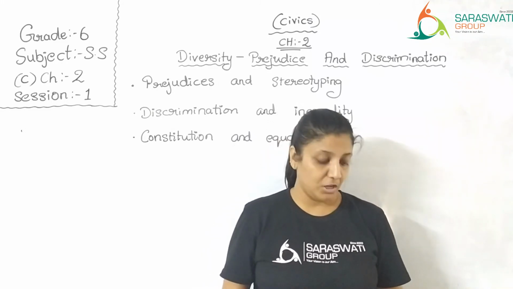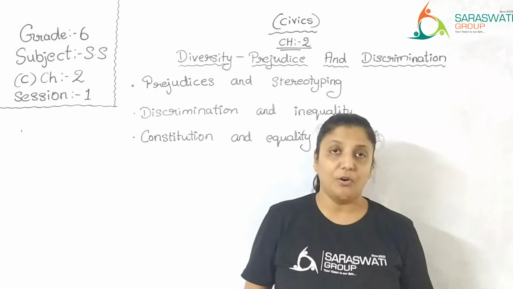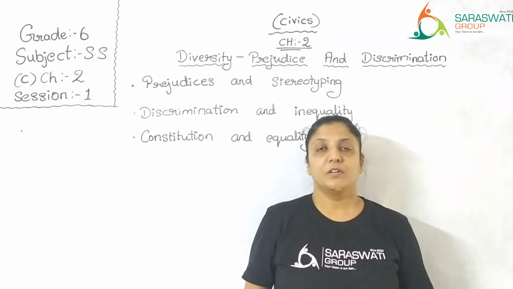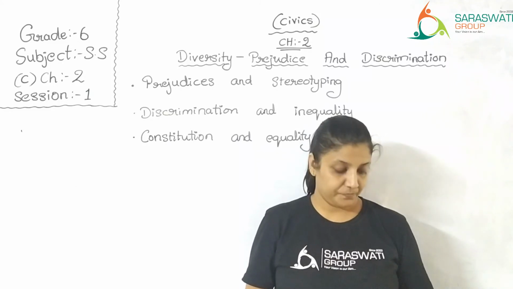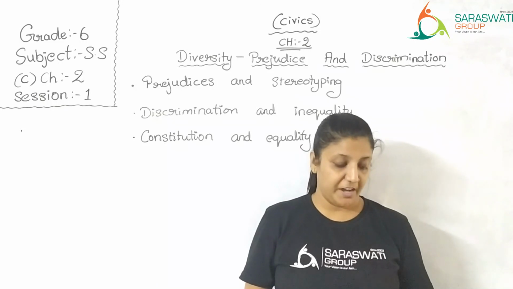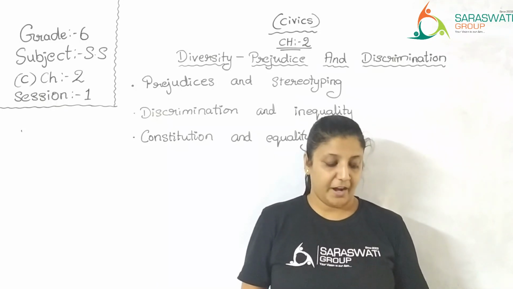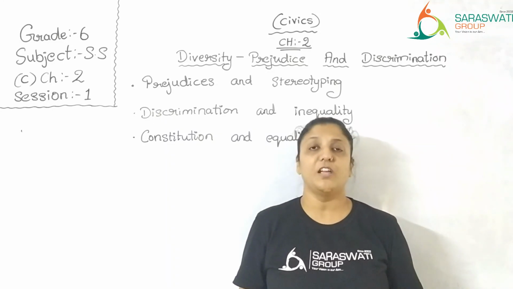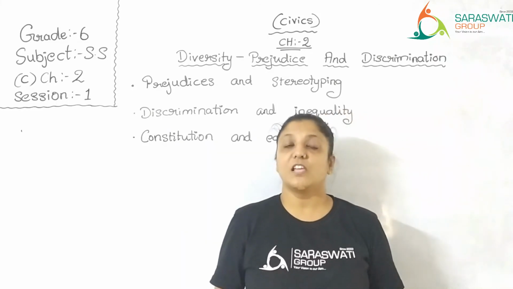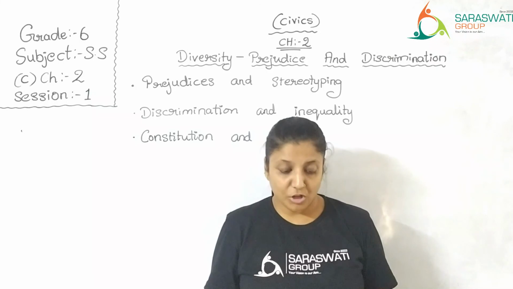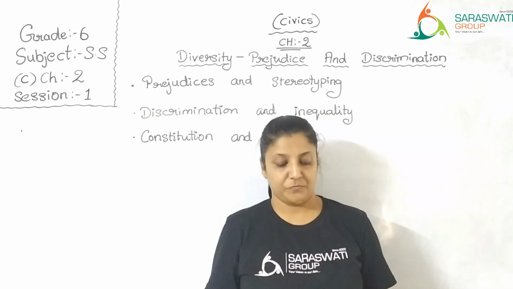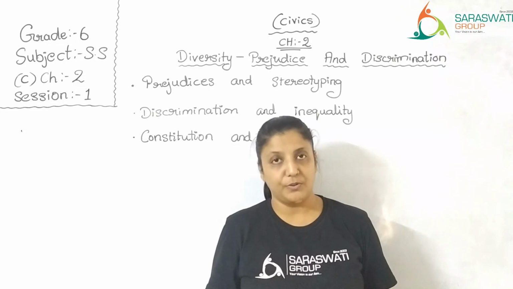Untouchability was abolished and declared a punishable offence. Offence means it is a crime. People were free to choose the kind of work they want to do, and government jobs were open to all. So all the people belonging to every religion, every caste have equal rights. The Constitution of India strives to bring about equality in India. Given the diversity of India, it has been quite successful.